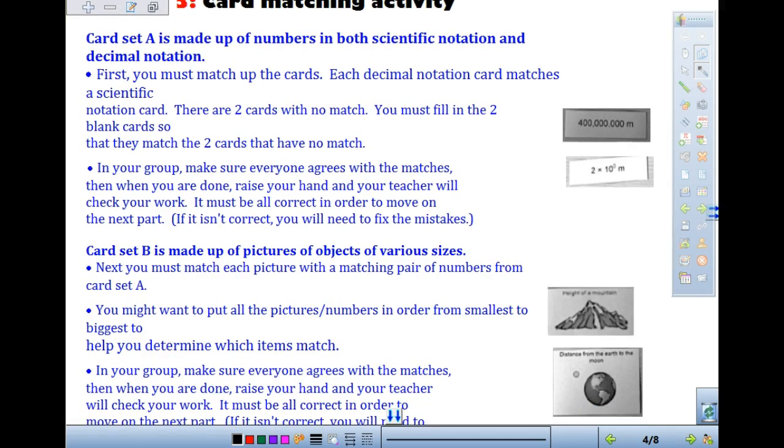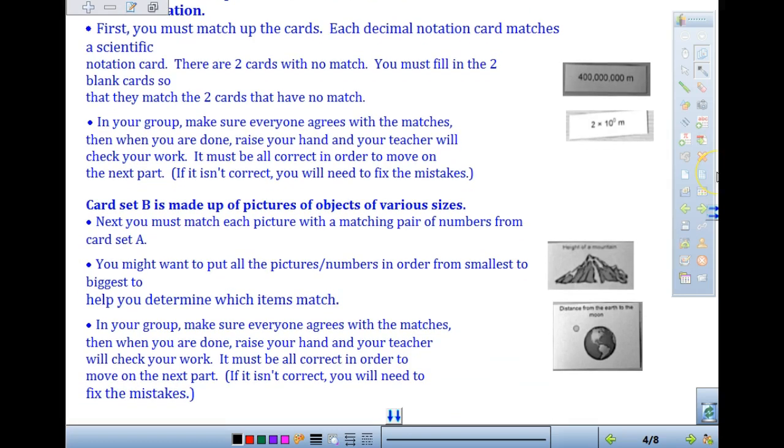Let's go to the back over here. Zach. It's card set B, right? Yep, card set B. Card set B is made up of pictures and objects of various sizes. Next, you must match each picture with a matching pair of numbers from card set A. You might want to put all the pictures and numbers in order from smallest to biggest to help you determine which items match.